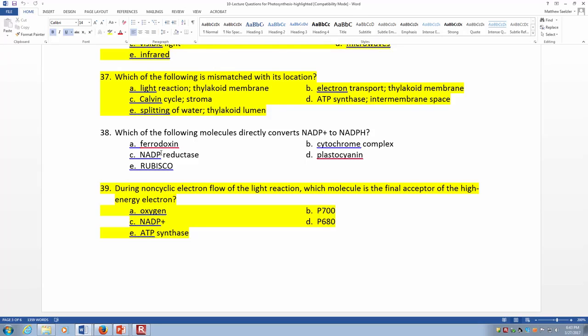Right, D. And what would be the correct match? Right, thylakoid membrane. So D, to make D correct, it would have to be ATP synthase, and we said that that's embedded in the thylakoid membrane.